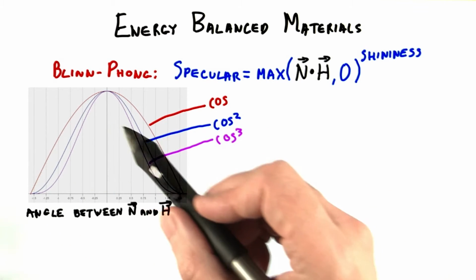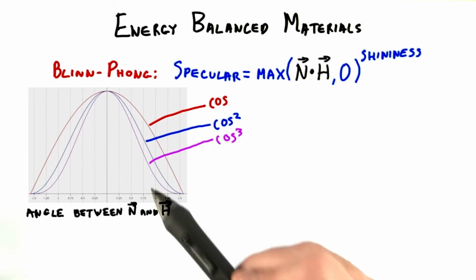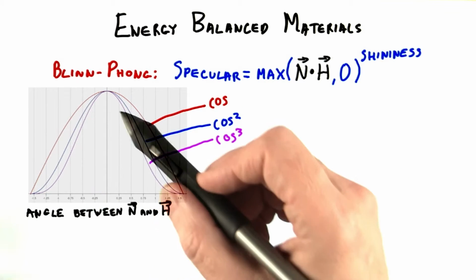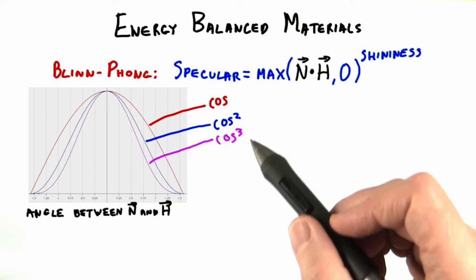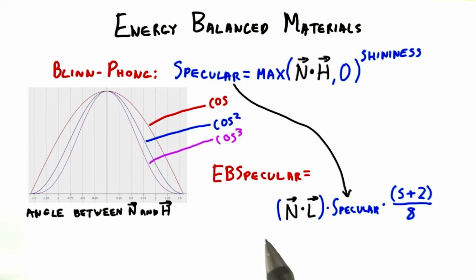Clearly the area under the graph for cosine squared is smaller than for cosine, so the amount of energy coming from the surface will be less as you increase the shininess. Cosine cubed has even less overall energy. As the shininess goes up, the area under the curve goes down. Two changes give a better result, one that's both more plausible and easier to control.